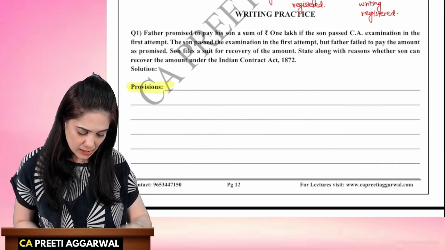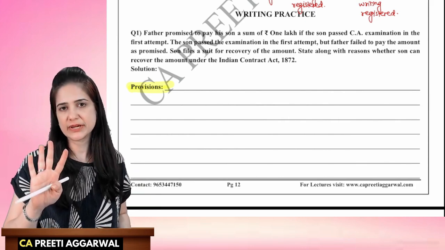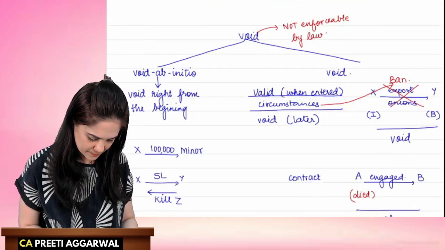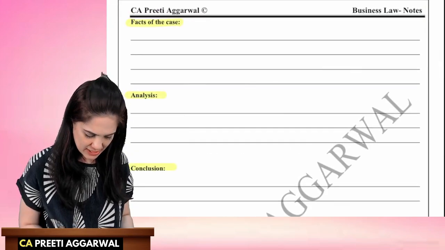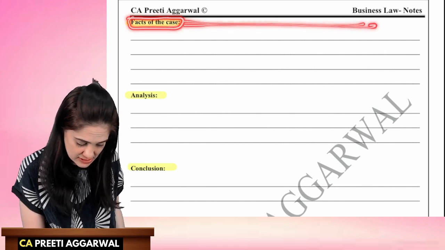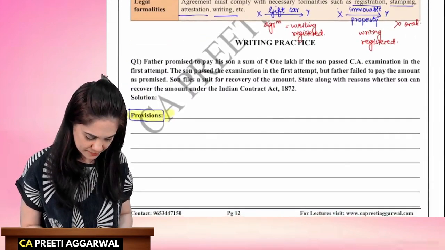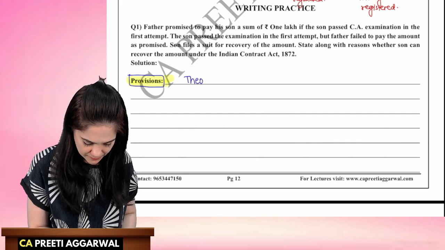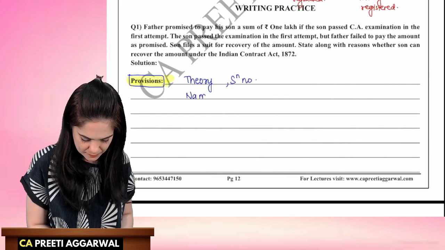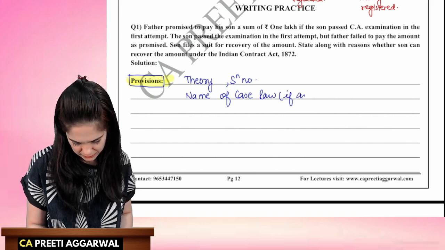Now, in case of a case-based question, okay, if you are asked a case-based question, you will divide your answer into 4 parts: provisions, facts, analysis, and conclusion. Give the heading. Leave that line. Start writing from the next line. Okay? Now, what will you write in provisions? You will write the theory, section number, name of case law, if any.